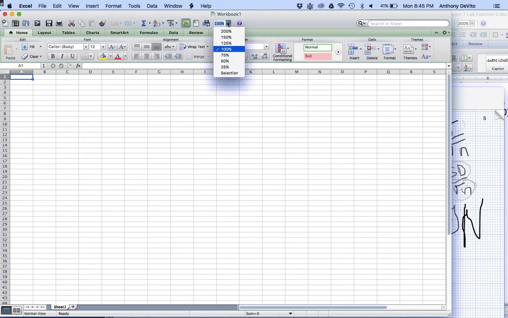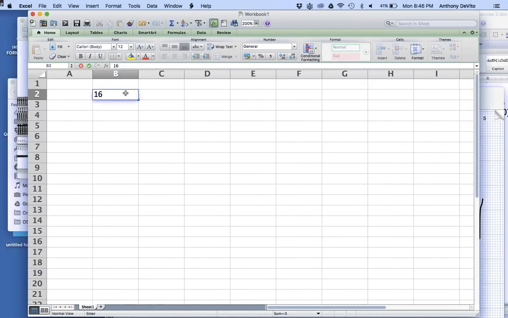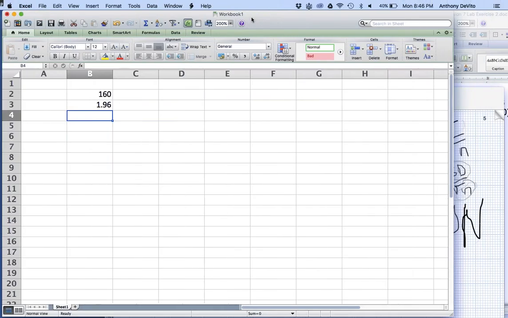Okay, let's go to 200%. So if the mean is 160, as in one problem we had, and we use 1.96, and so on and so forth, actually we really don't even need the Z table if we're doing it that way. You do need the T table.